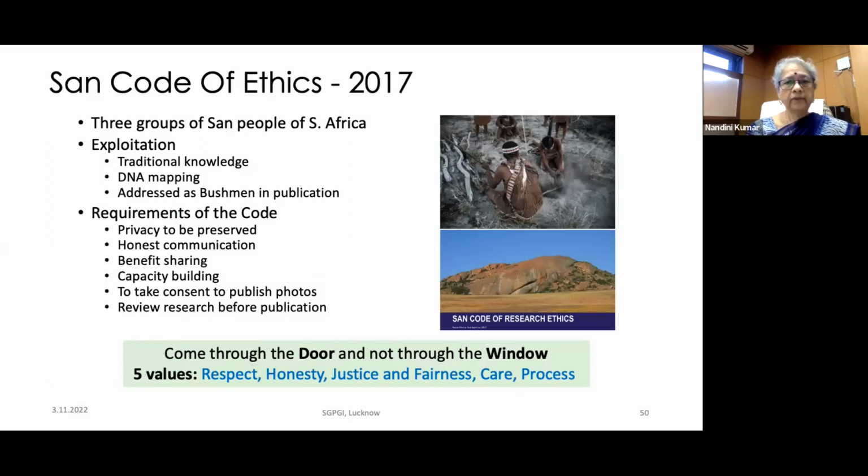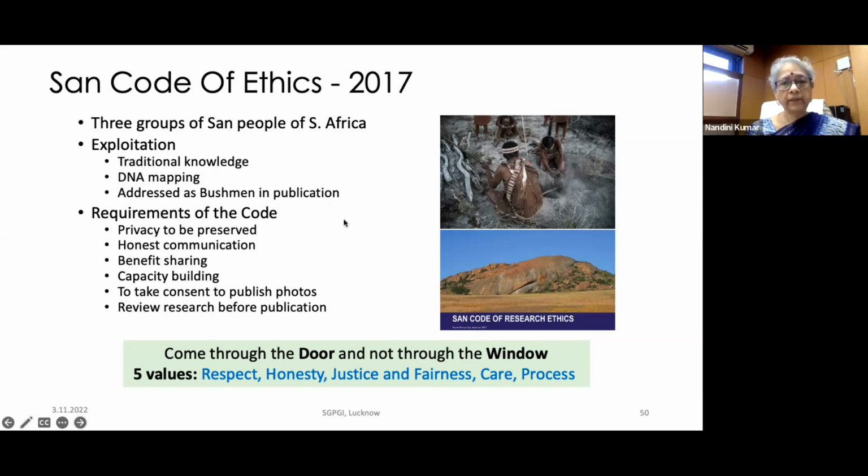Then came the SAN Code of Ethics in 2017. Now, this was made by 3 groups of San people of South Africa. They felt very much exploited when their traditional knowledge was taken away, and they were not given the due recognition for that. And there were DNA mapping studies, and they were addressed as Bushmen in publication, to which they objected. What is this, Bushmen?